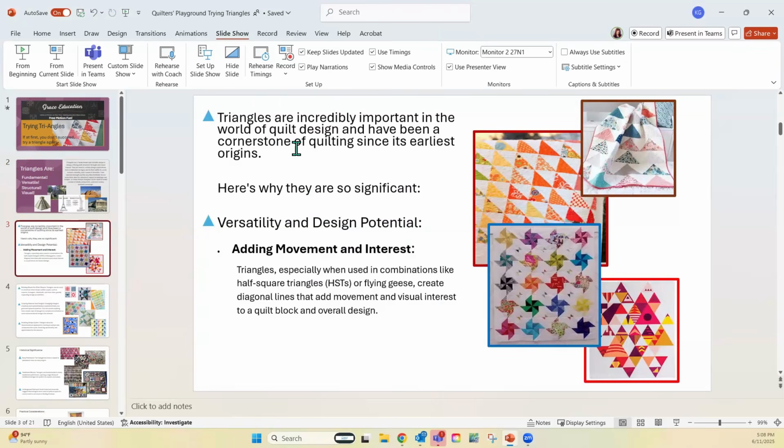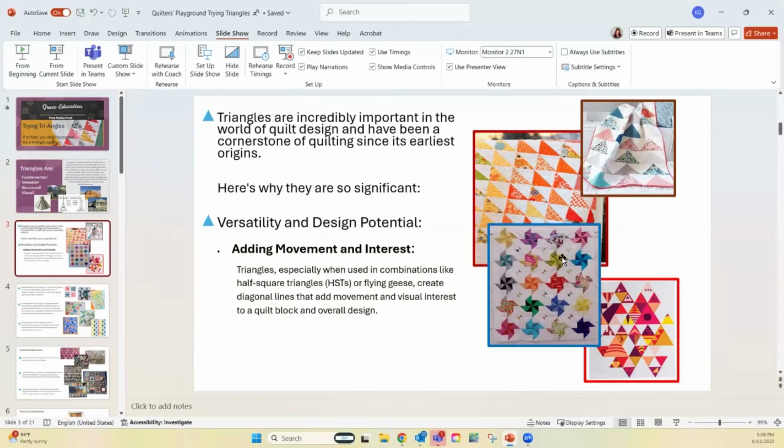All right, triangles are incredibly important in the world of quilt designs and have been the cornerstone of quilting since its earliest origins. And we all know that because we started out with blocks. They were very basic, but adding a triangle just does something powerful to our quilts. And here's why they're significant: their versatility and design potential. They add movement and interest.